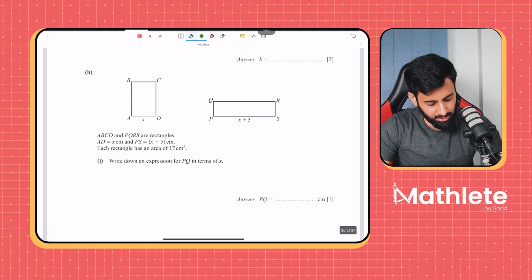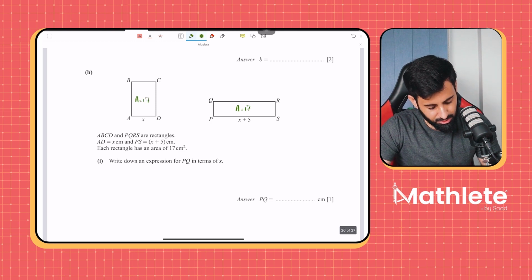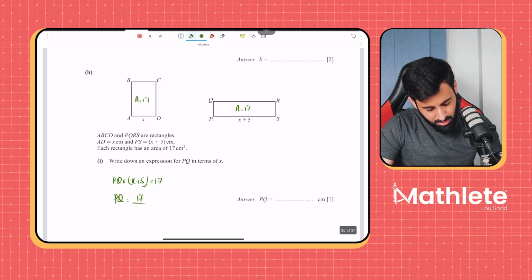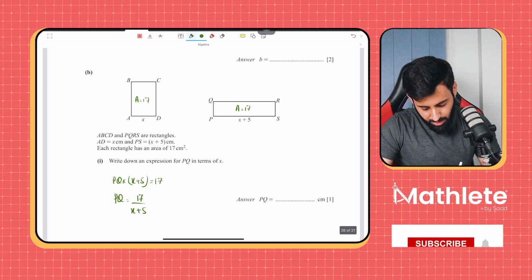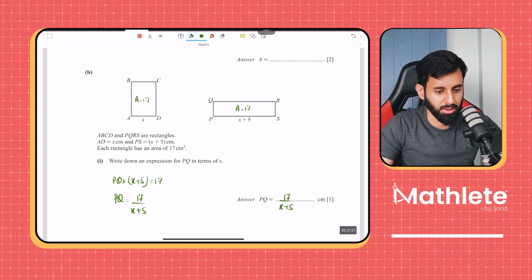Yes, the answer is PQ equals 17 over x plus 5. Why is that? That's because the area of this is 17. The area of this is also 17. It says so in the question. Now, if you want to find PQ, multiplied by the other length, which is x plus 5, it is going to be equal to the area, which is 17. That means PQ equals 17 over x plus 5.